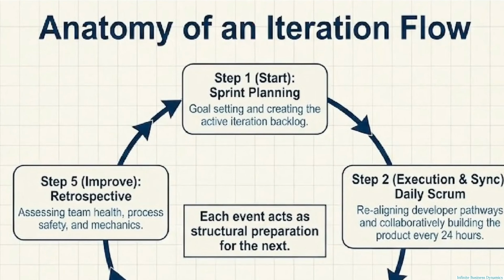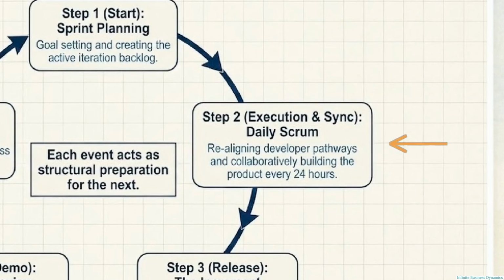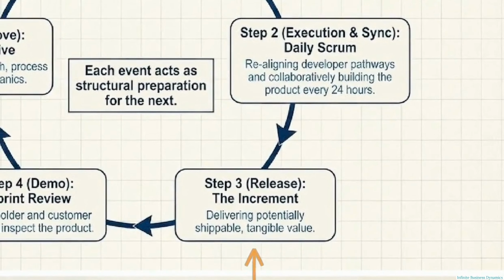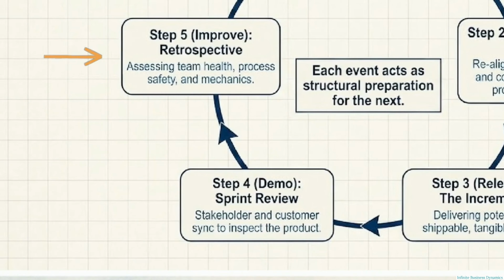This circular map displays the anatomy of an iteration flow. It shows that nothing in Scrum exists in isolation. Each event prepares the structure for the next. It starts with sprint planning. Here, the team sets the iteration goal and creates the scoped backlog of work. Next is execution, driven by the Daily Scrum. This is a 24-hour repeating loop where developers realign their active pathways and collaboratively build the product.